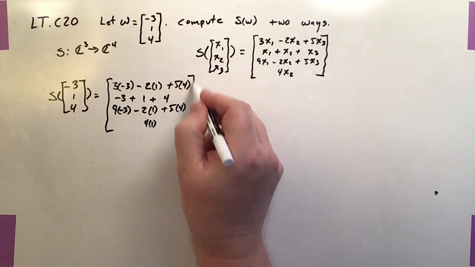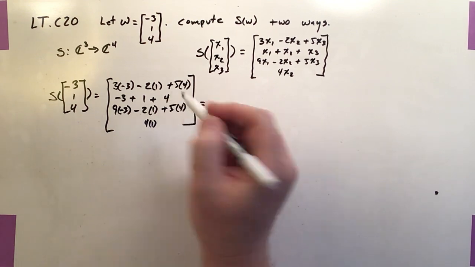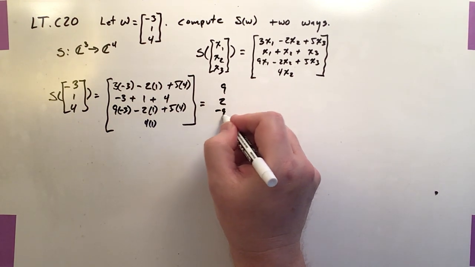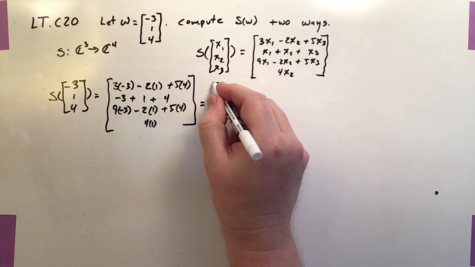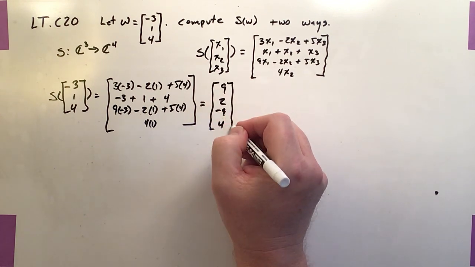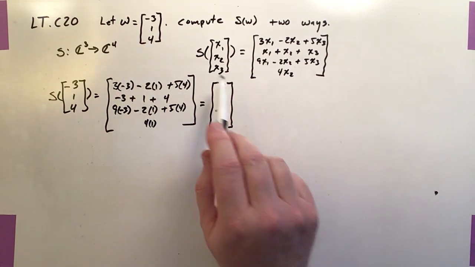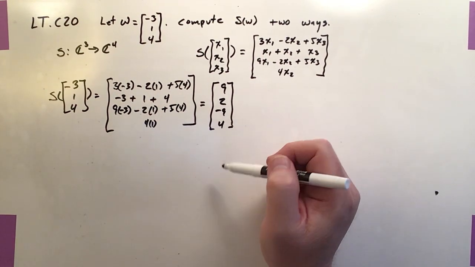And so when we calculate this by doing all of those expansions and collections, we're going to get 9, 2, negative 9, and 4. That's the solution to the linear transformation of this particular vector through S. Now let's do it a second way.